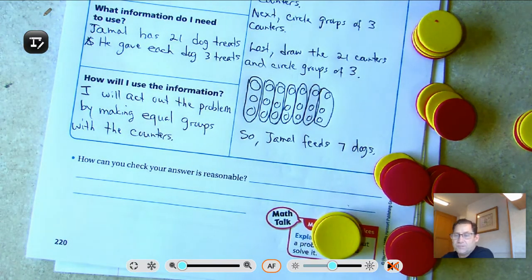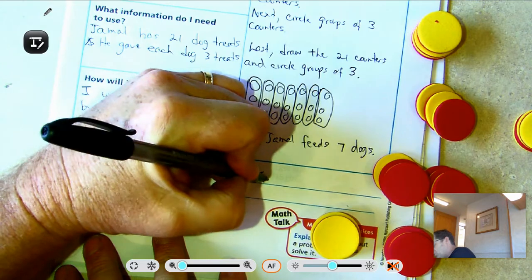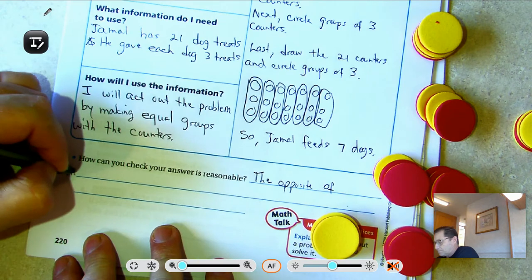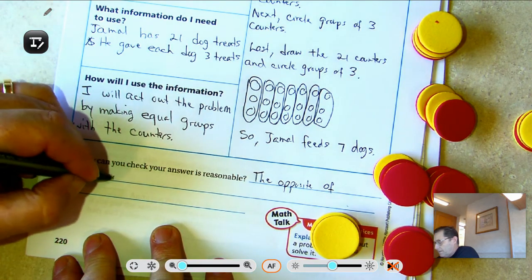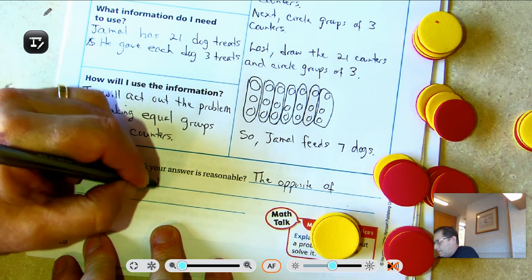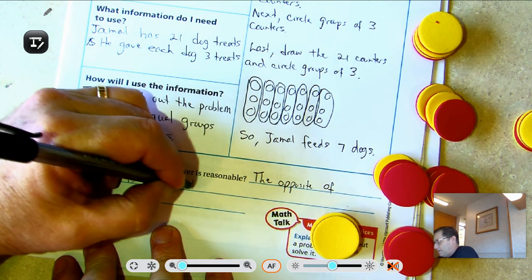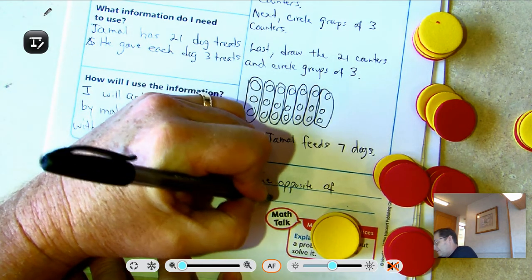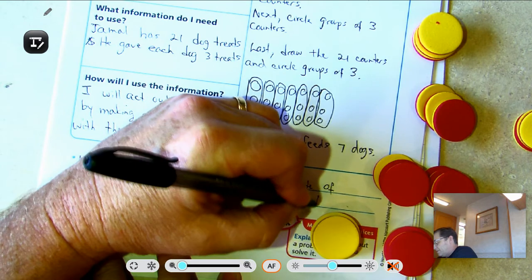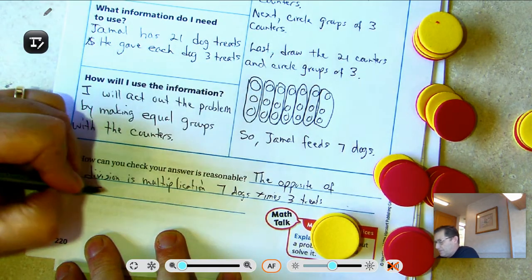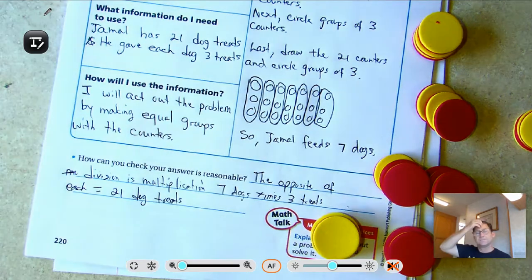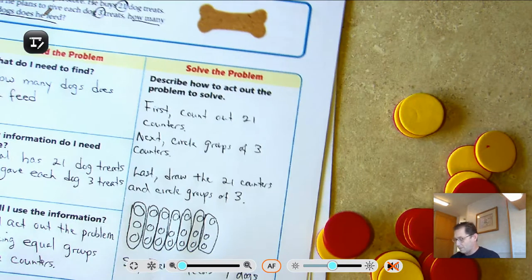How can you check your answer is reasonable? The opposite of division is multiplication. Seven dogs times 3 treats each equals 21 dog treats. So I checked my division problem by multiplying. All right, let's go to 221.